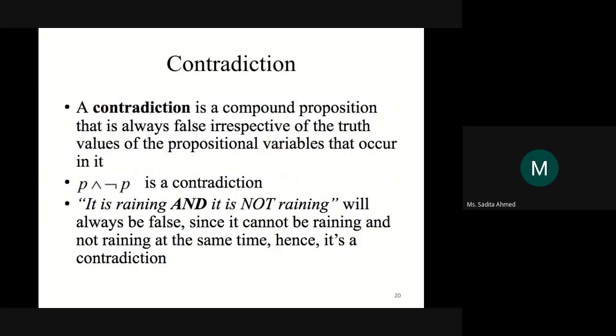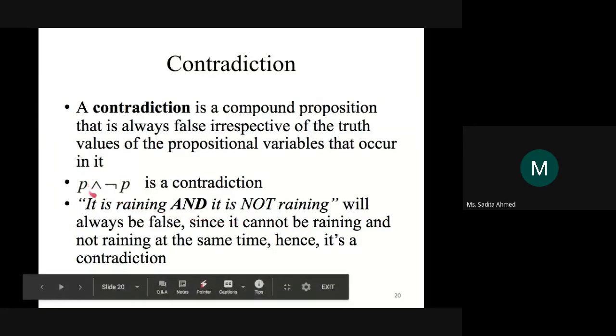What is a contradiction? A contradiction is opposite to the idea of a tautology. That is, a contradiction is a compound proposition which will always be false, regardless of the truth values of the propositional variables that are there in the compound proposition. A contradiction is a compound proposition that will always be false. An example is P and not P. Here we have the logical operator AND.